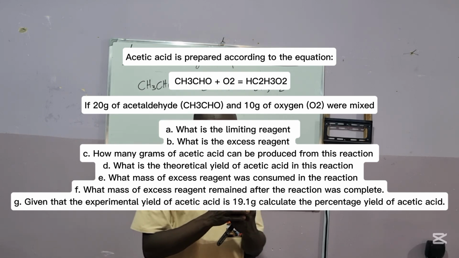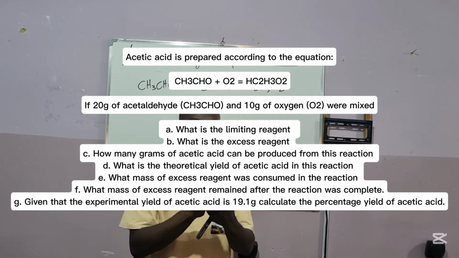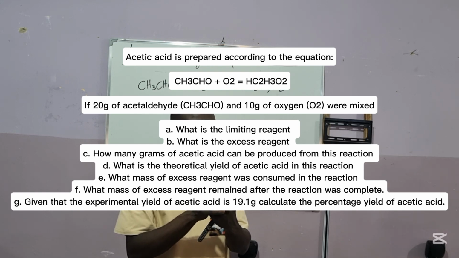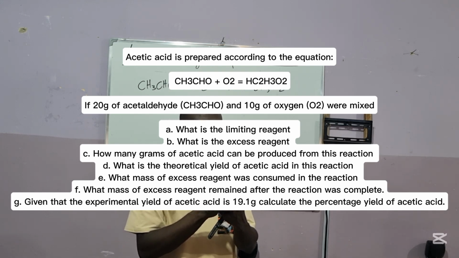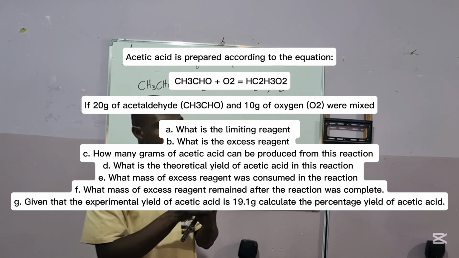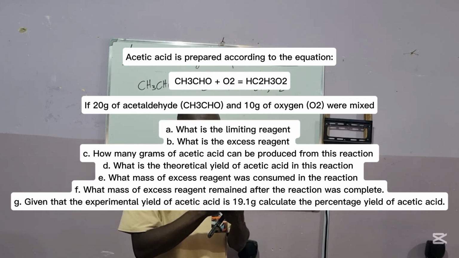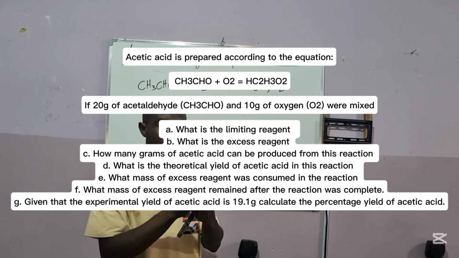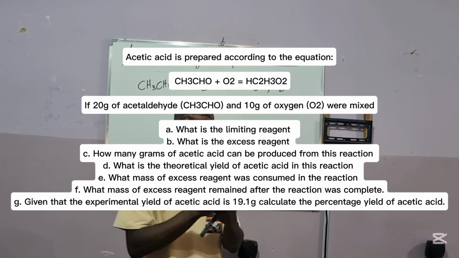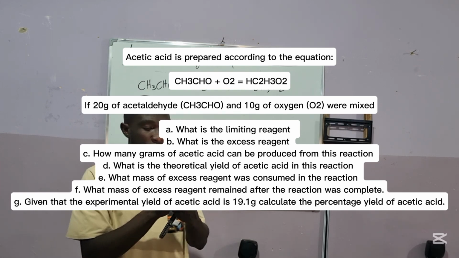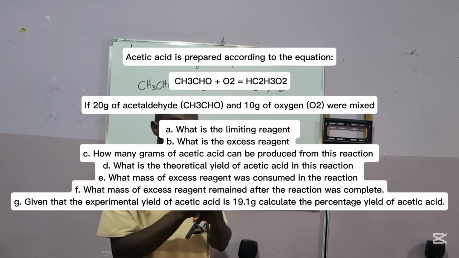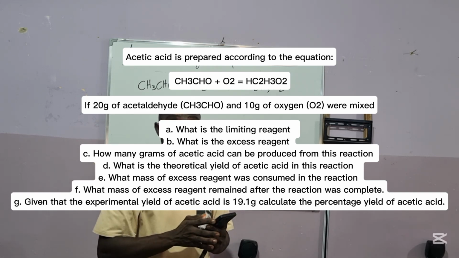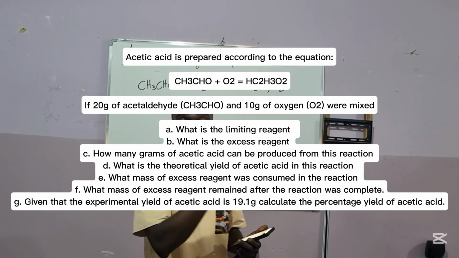B, what is the excess reagent? C, how many grams of acetic acid can be produced from this reaction? Then the D part, what is the theoretical yield of acetic acid in the reaction? And the E part, what mass of excess reagent was consumed in the reaction? And the F, what mass of excess reagent remains after the reaction is complete? And the G, given that the experimental yield of acetic acid is 19.1 grams, calculate the percentage yield of acetic acid. Let's start from the very first part of this question.